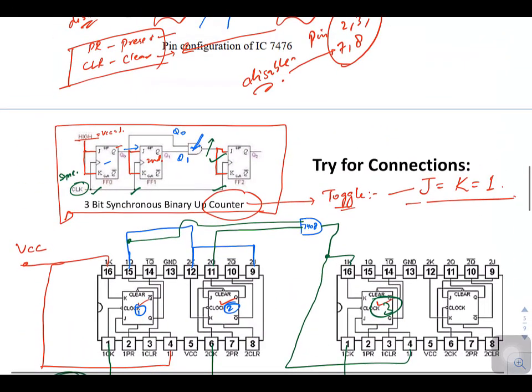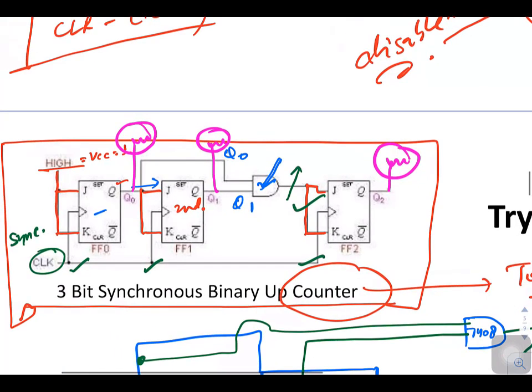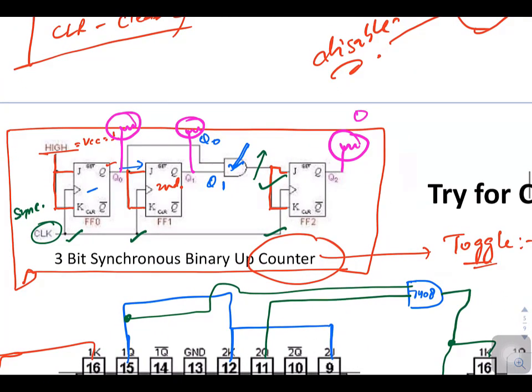Then what about the output? The output that you are observing is basically coming at Q. So the LEDs would be connected wherever Q is present. These are the three LEDs where you will get a sequence like 000, 001, 010 and so on.